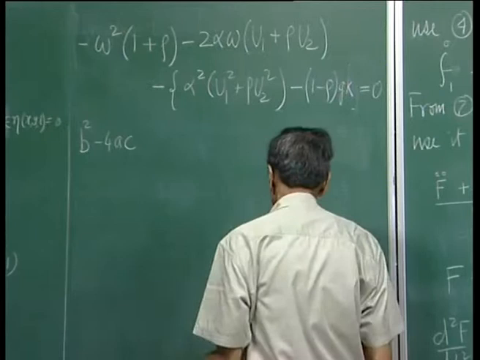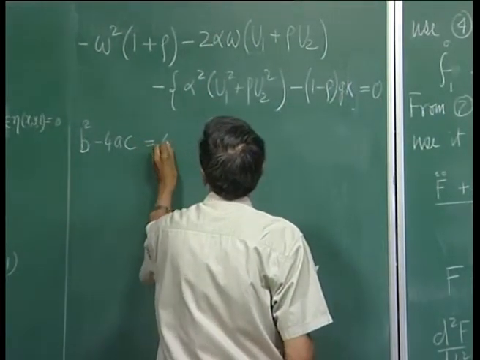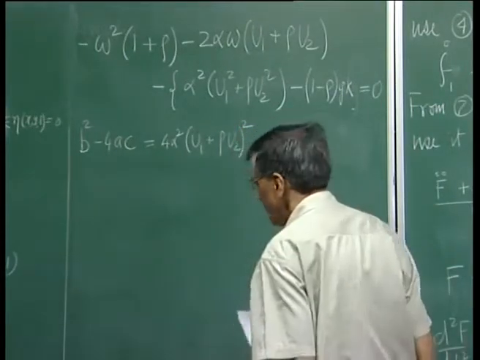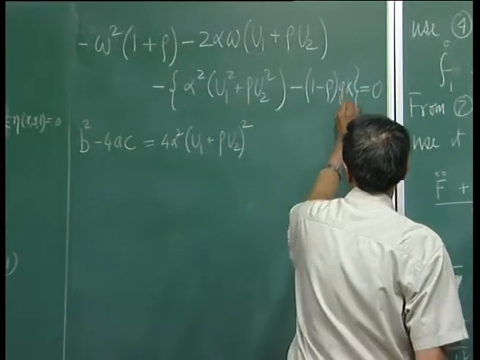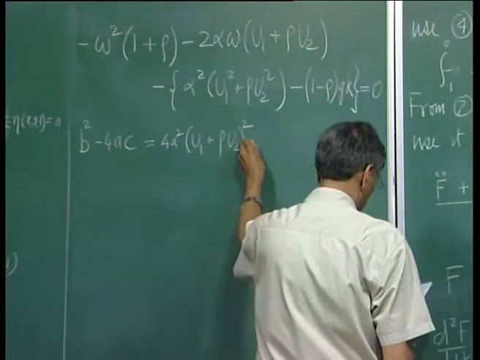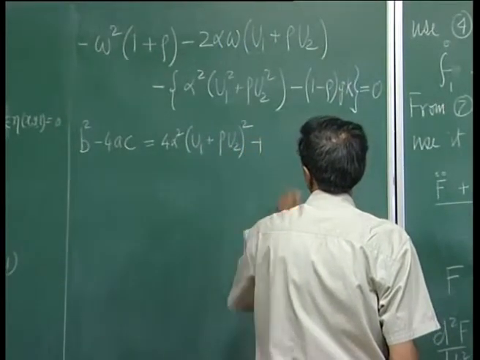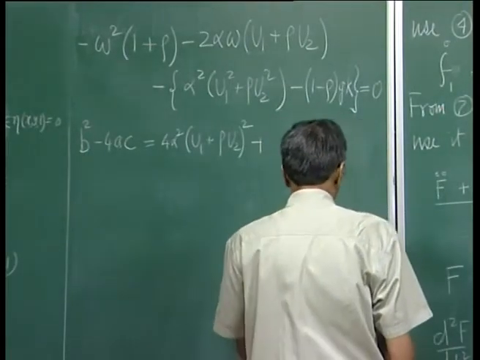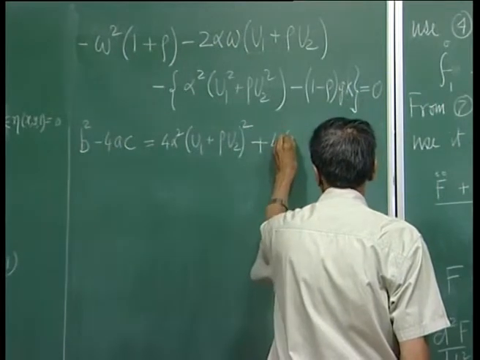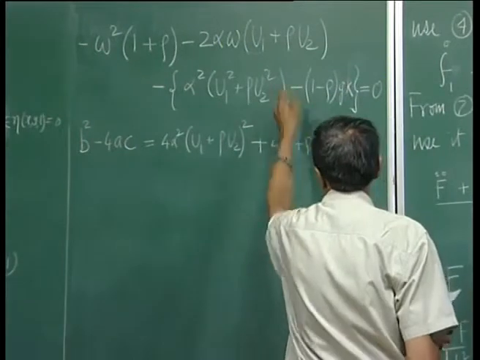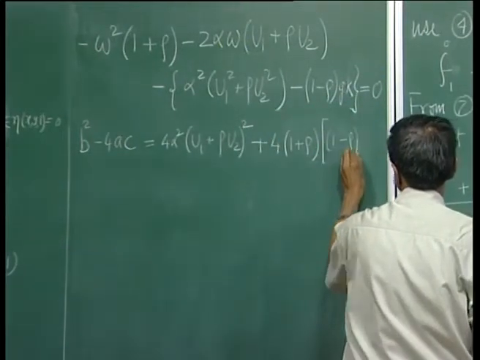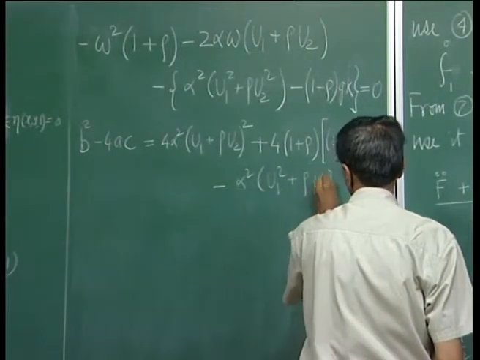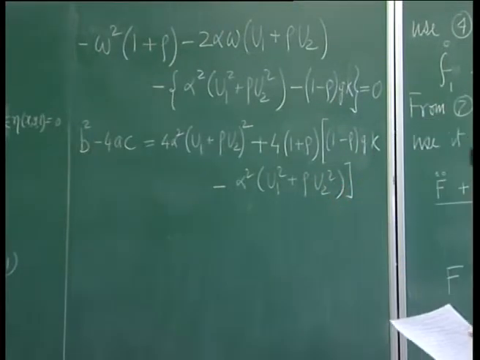So, if I do b square minus 4ac, what am I going to get? I am going to get here 4 alpha square times u 1 plus rho u 2 whole square, that is your b square, and minus 4ac will give you what? That will give us 4 times a, which is 1 plus rho, and c, I can notice that this is going to be 1 minus rho g k minus alpha square u 1 square plus rho u 2 square. This is your b square minus 4ac, right?